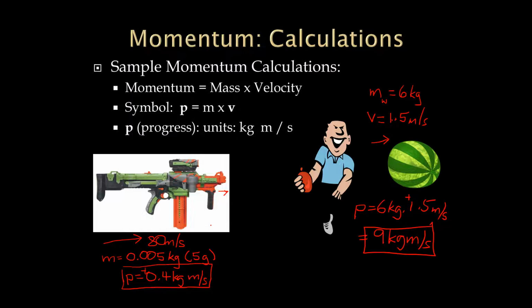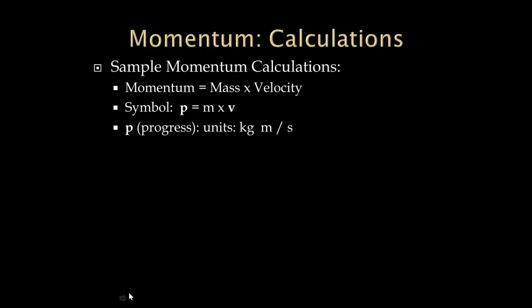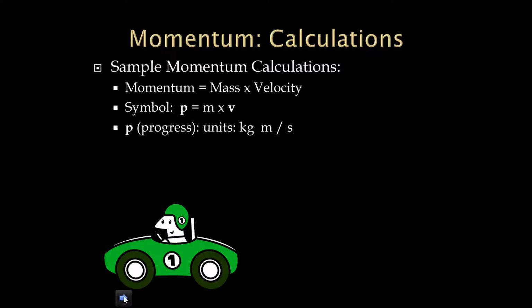Well, what about the paintball pellet? Well, it certainly has a much smaller momentum, but it's concentrated in a much smaller area, so it might hurt a lot more. There will be times that we may know momentum information, but we're looking for either mass or velocity. Give you a couple of examples.